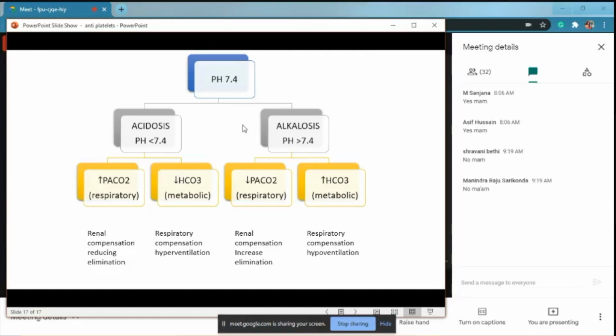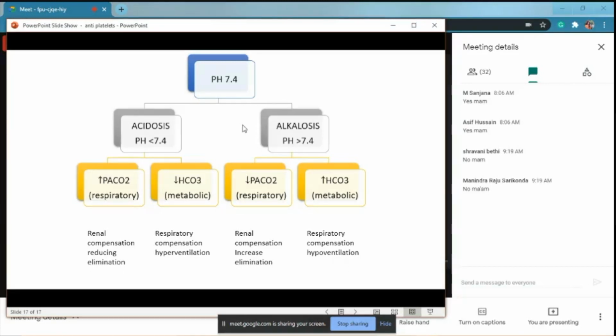So we are clear now. Now we need to know how the body balances these situations, these equations. So let's take them one by one. First, the partial pressure of CO2 is high, which confirms that it is a respiratory acidosis.